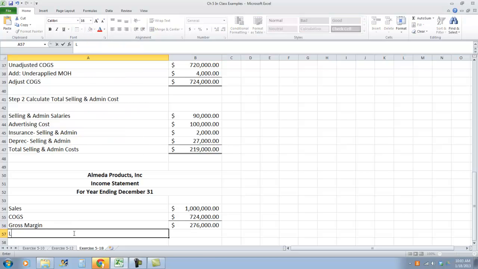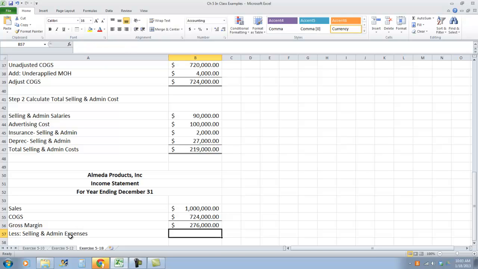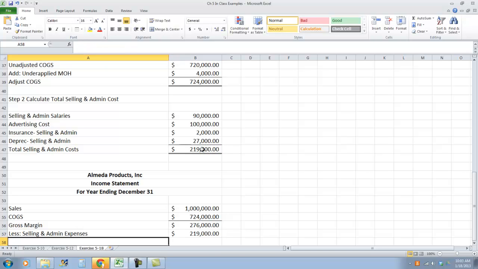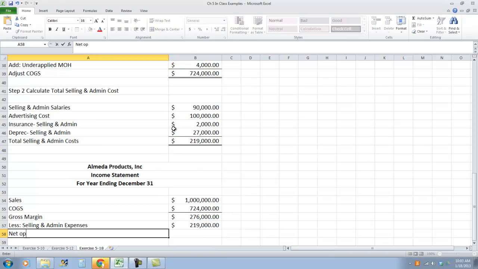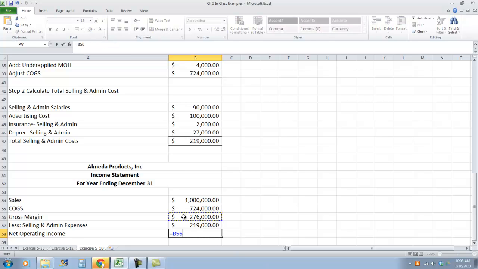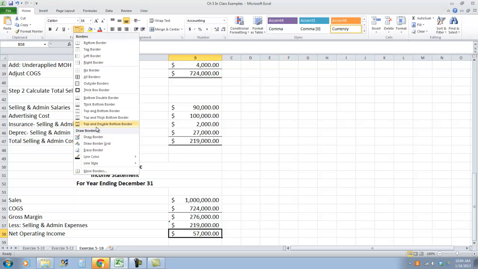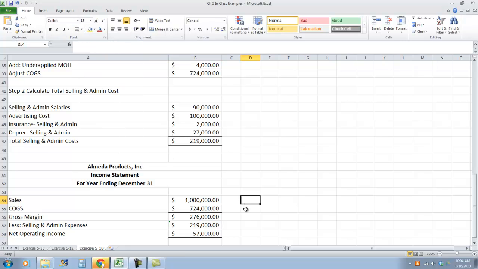And then we have less selling and admin expenses, which is 219, equals net operating income. So our net operating income for the year, after adjusting, is $57,000. And that is the comprehensive problem from chapter 5 on job order costing.